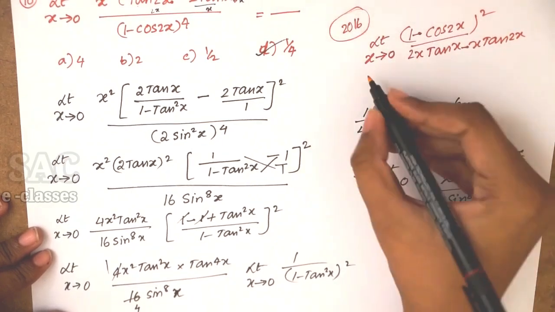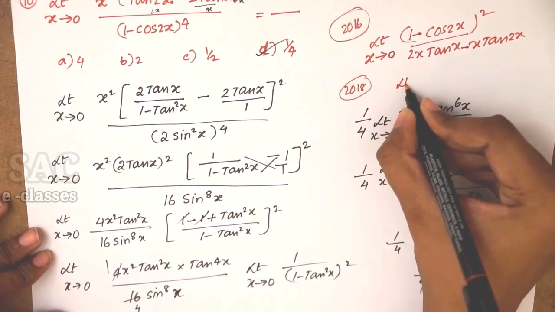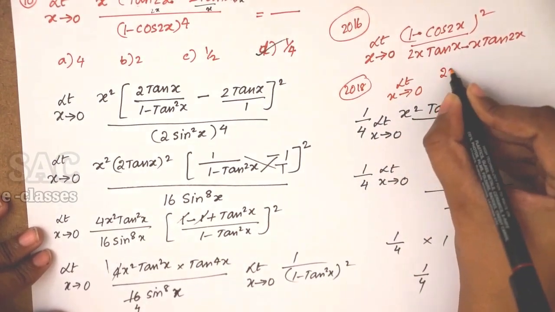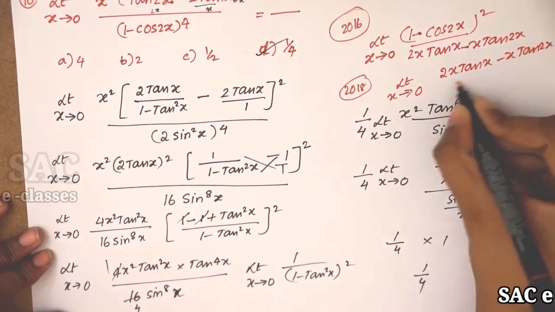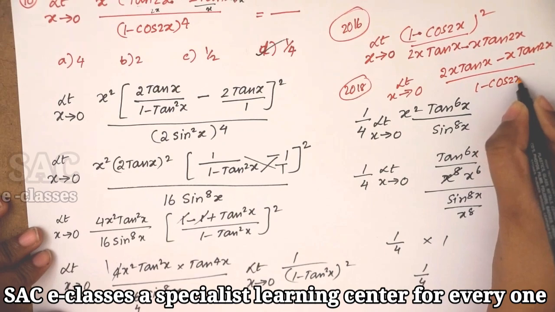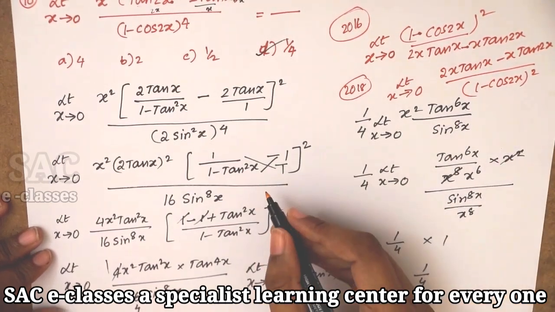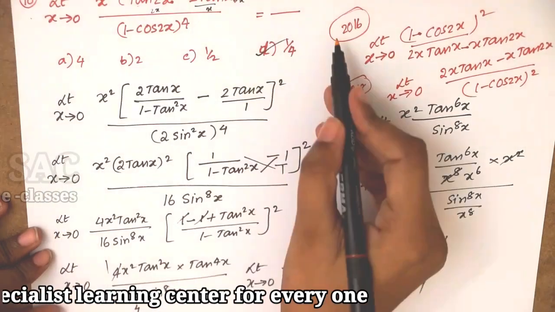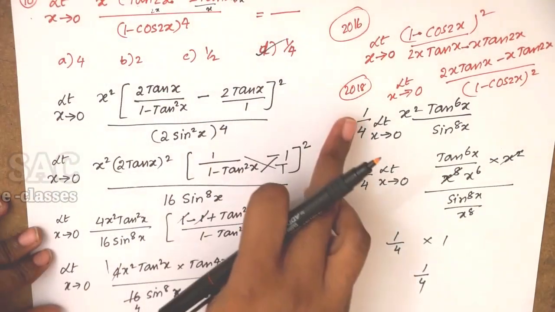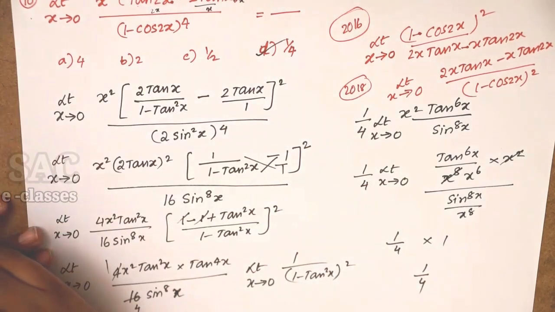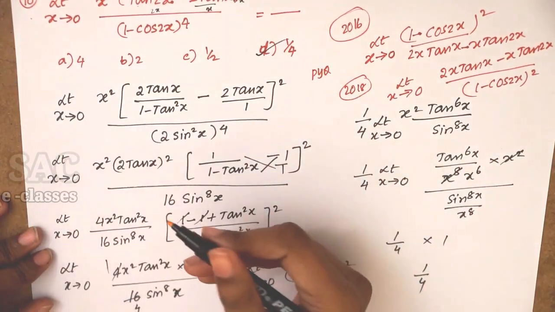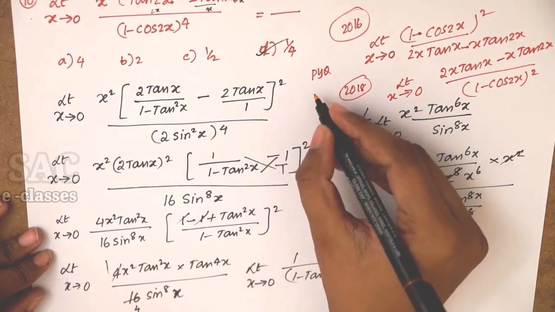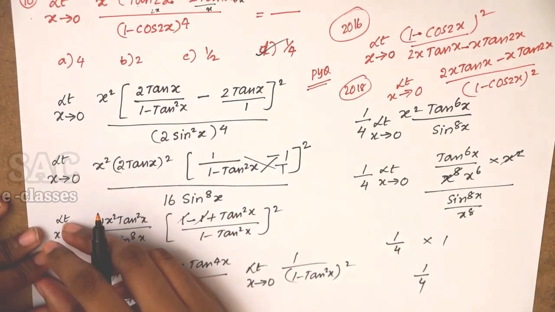And the same problem, how it was asked in 2018, is limit x tends to 0, (2x tan x minus x tan 2x) by (1 minus cos 2x) whole square. If you have observed, the same problem has been asked in three different examinations. That means PYQs, either MHT CET or JEE Mains or any other competitive examination, will help you a lot to understand the problem as well as to crack the problems in an easier manner.